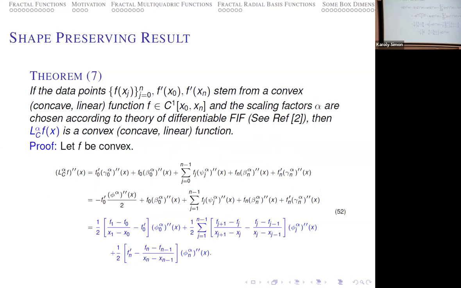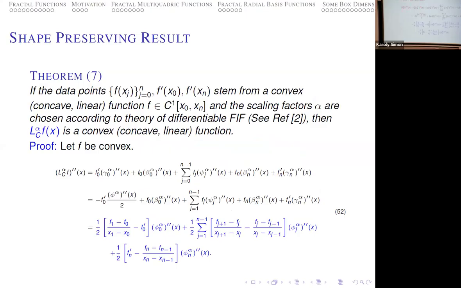So then there is a self-preserving result. If the original function is convex or concave, even if linear, then you can find this function LC alpha f that is also going to be convex, concave, or linear. So here f is convex, so here you can write this LC alpha. This is the fractal operator.